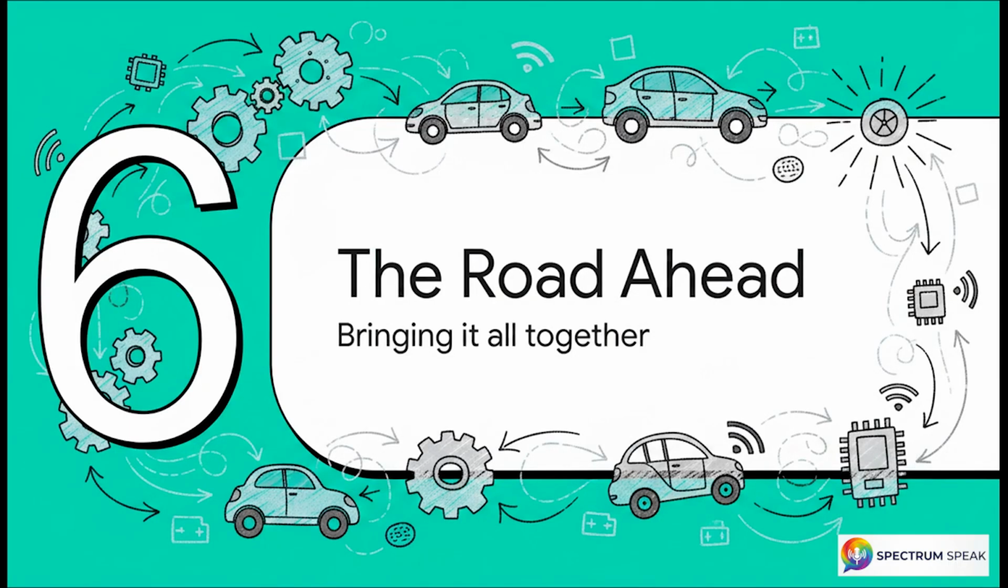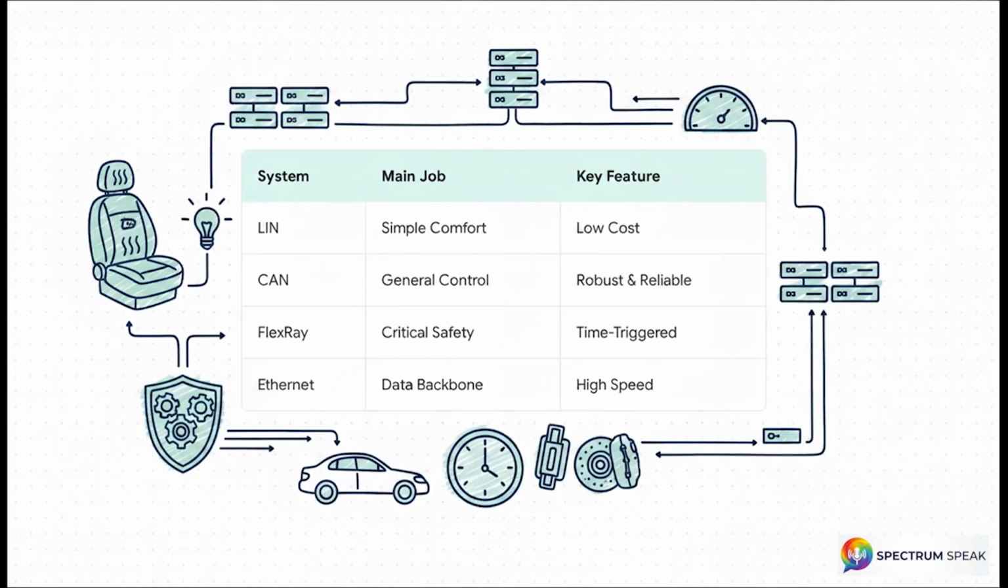All right, so we've met the whole team. But the real magic isn't in any single one of these systems. No, the magic is in how they all work together. So just think of it like this. A car has a specialized communication toolkit. You've got LIN handling the simple comfort jobs because it's so low cost. You've got CAN as the reliable choice for general engine and chassis control. FlexRay provides that time-triggered precision for the most critical safety systems. And finally, Automotive Ethernet serves as the high-speed data backbone that connects everything.